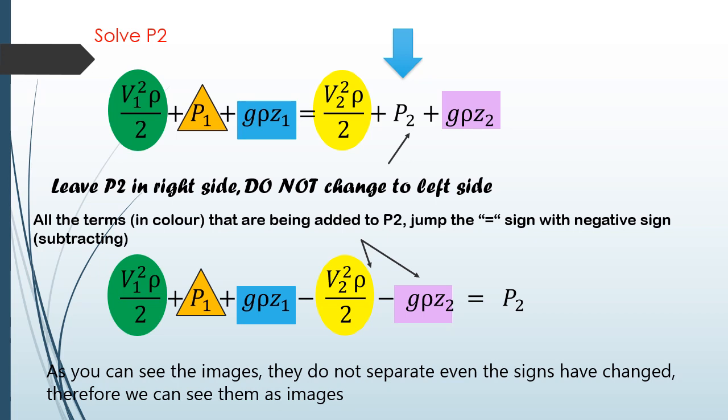Now we need to identify which are the terms that are adding or subtracting the term P2. We see that the orange, the yellow circle and the purple square are adding to the P2. So they go to the other side by subtracting, leaving alone the P2.